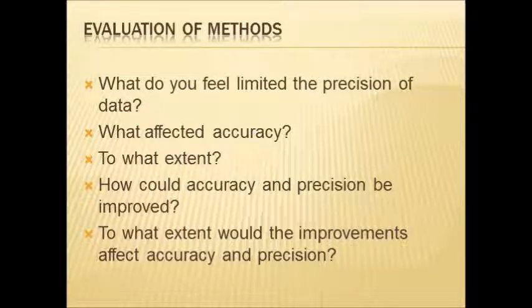So, for instance, questions to answer are, what do you feel limited the precision of data and accuracy? And try and give a percentage figure, how much difference you think it made. 1%? 5%? 10%? How could you improve that accuracy and precision? Could you surmount those difficulties? And how much would they change that? Would they reduce the error from maybe 5% to 4%? Or would they completely eliminate it, which is unlikely?